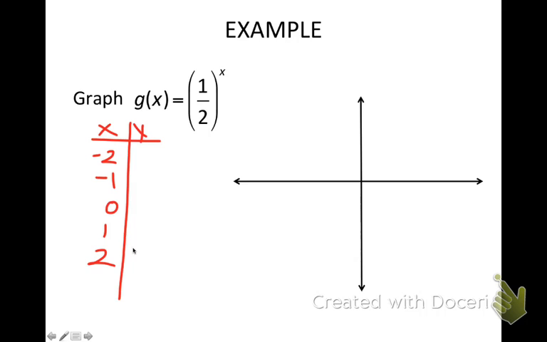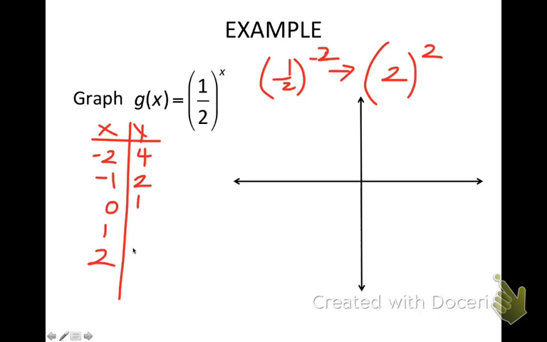So the negative 2 would flip it, right? Flip the fraction. 1/2 to the negative 2 is equal to 2 to the positive 2, which would be 4. So 1/2 to the negative 1 power would be 2. And we get 1, then 1/2, then 1/4. Good.